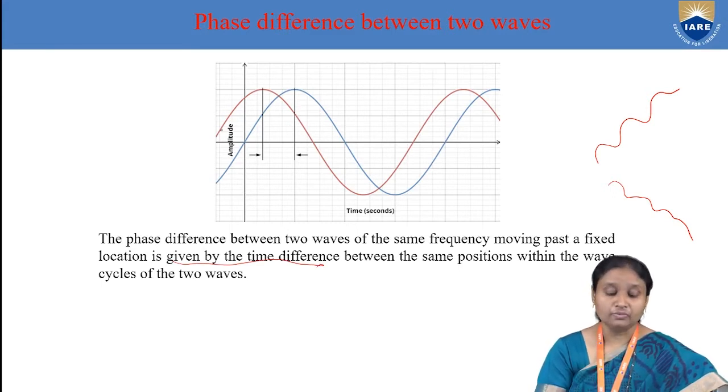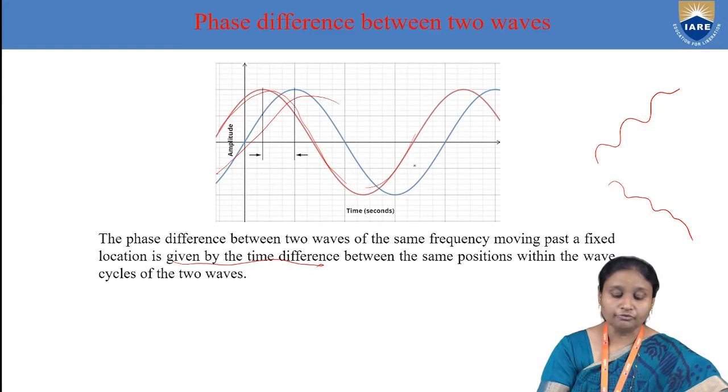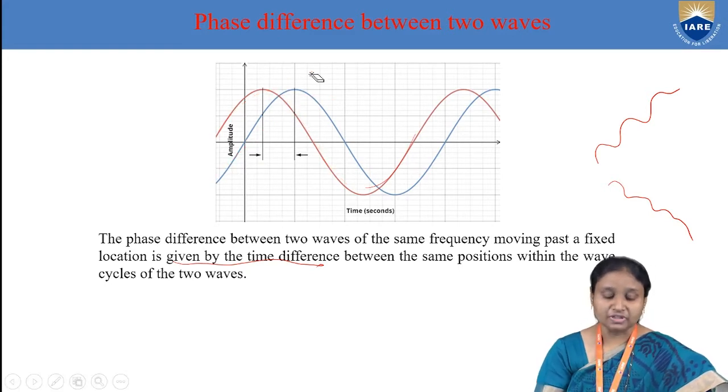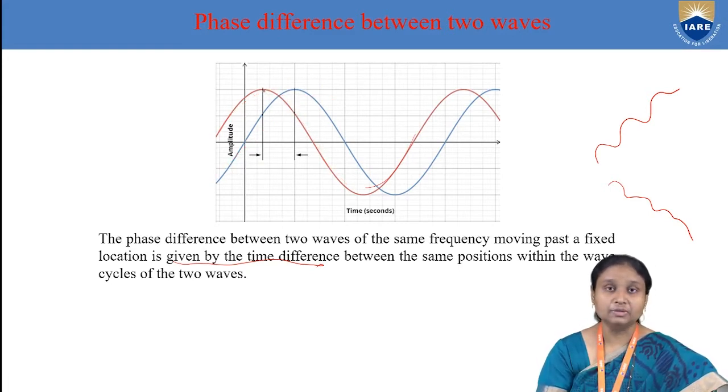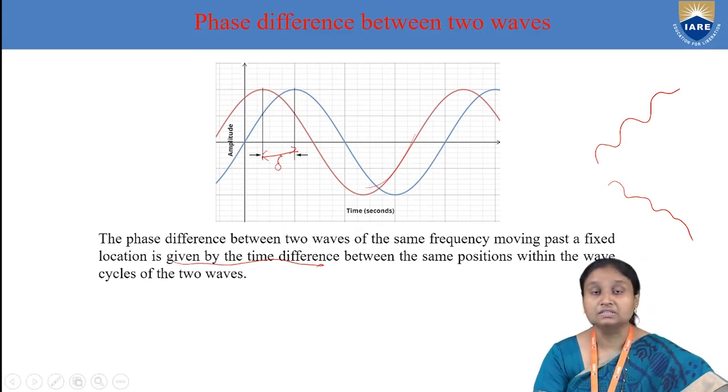This red one is one wave which is traveling in this direction, and then we have our blue wave. Now in order to find the phase difference, I have considered their positions with respect to their maximum amplitude, and this difference will be the phase difference between the two waves. Here in this case, we are considering the phase difference with respect to time.